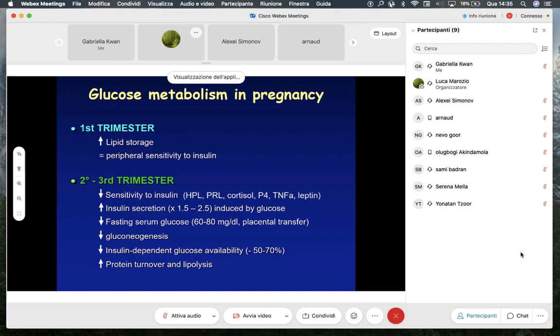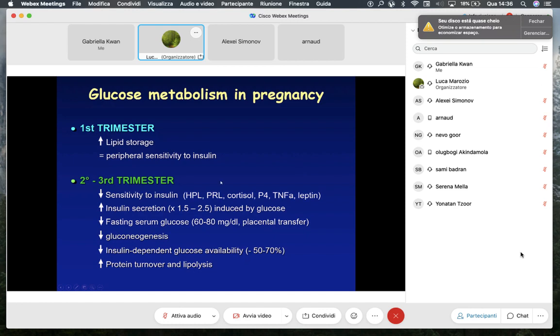Phase of a decreased sensitivity to insulin, the fasting glucose levels are low, because most of the glucose in internal circulation passes the placenta and goes to the fetus. The gluconeogenesis is decreased, and insulin-dependent glucose availability is decreased too.